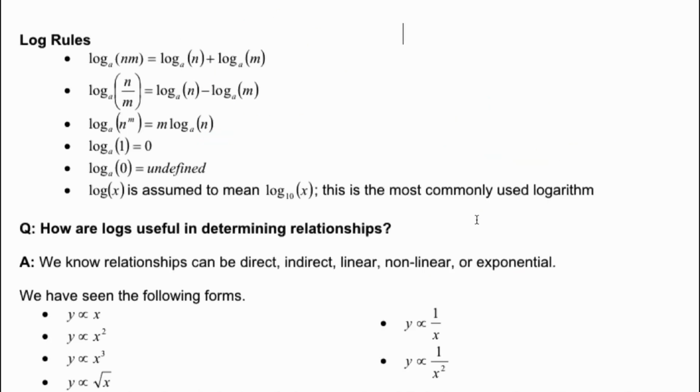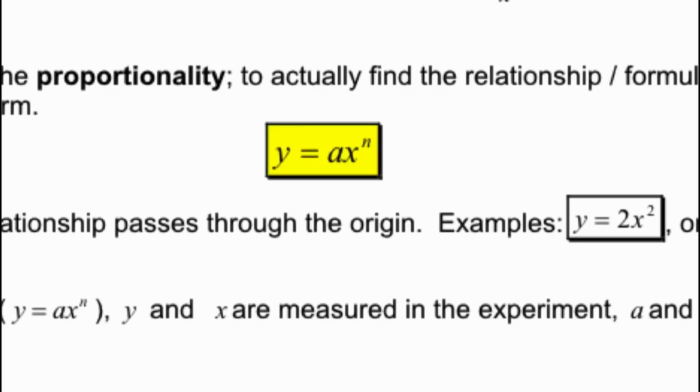So the next step is to explain how using logarithms can help us find the proportional relationship in our data. And that's what we're going to take on next. Many relationships in physics come in this form. Y is equal to some constant of proportionality times x to some exponent n.